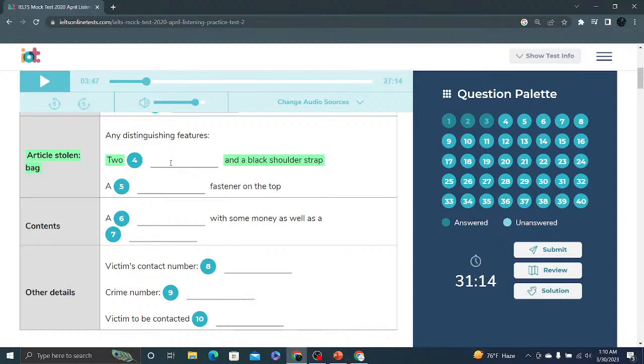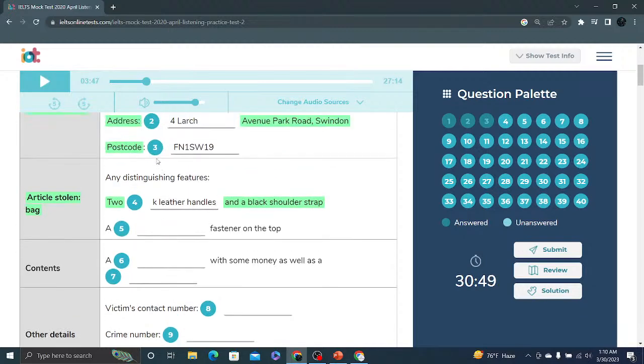With 2 leather handle. Let me put it. 2 black leather handle. Those would be the answer. Let's listen one more time.